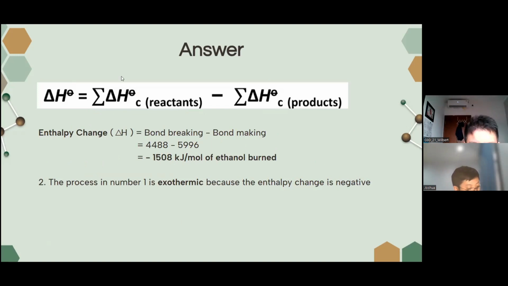So the answer for number 2 is: enthalpy change is heat, which equals bond breaking minus bond making, which is 4488 minus 5996, which is negative 1508 kilojoules per mole of ethanol burned. So the process in number 1 is exothermic because the enthalpy change is negative, because the total when we add this is negative.